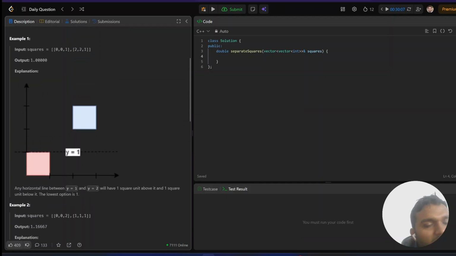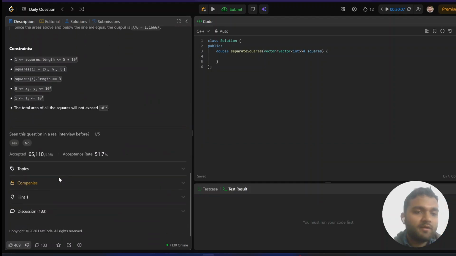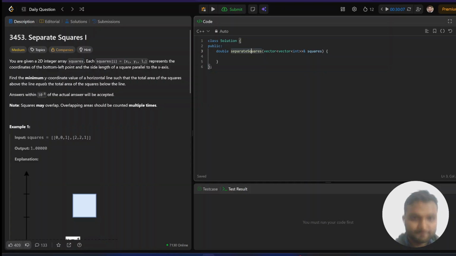I think as we have been given these squares, we have to draw a line such that the input squares have equal areas above and equal areas below. Okay, I got the question. We have to return a double.